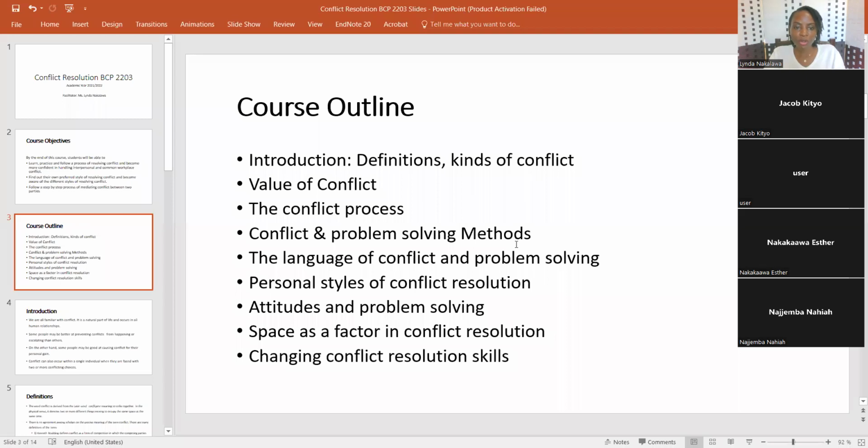So continuing with the course outline, we shall look at the value of conflict. Some people think conflict is all bad. No, conflict is very natural, and conflict can actually have some value. We shall also look at the conflict process. Sometimes we think that when we start quarreling or when we see people quarreling, that is all there is to conflict. But in actual sense, way before, sometimes it is months before the quarrel that we can see.